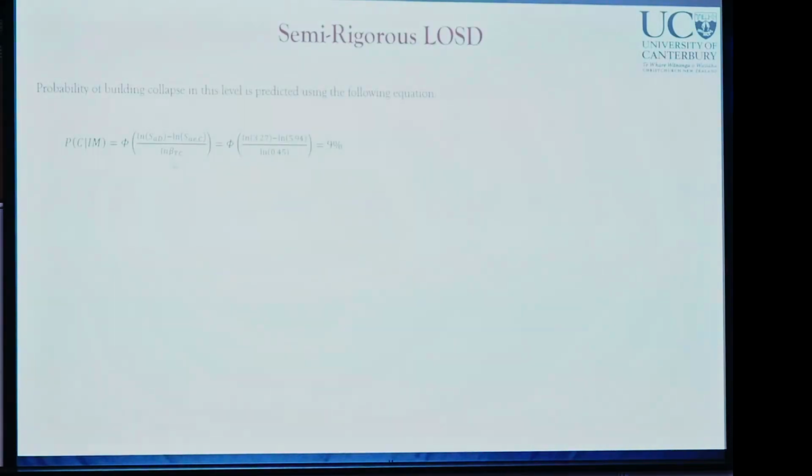Having the spectral acceleration demand and the spectral acceleration capacity from previous steps, using a lognormal distribution with this equation, we can predict the probability of collapse at a given intensity level, which in this example is the probability of collapse at MCE. For this case study building for MCE, the probability of collapse obtained was 9%. In comparison to the 13% which was obtained from rigorous analysis, it's very close. Even though I showed more steps here, it's actually a lot easier to conduct in comparison to a nonlinear response history analysis.